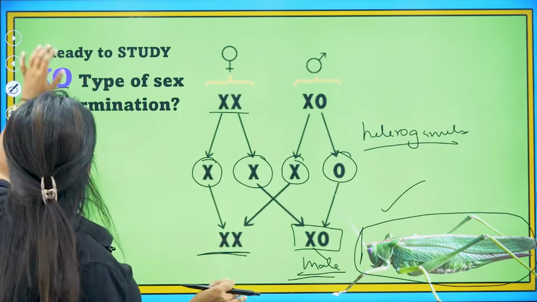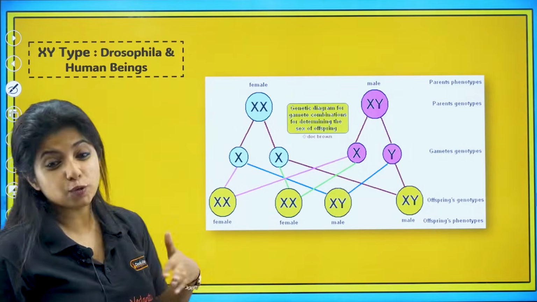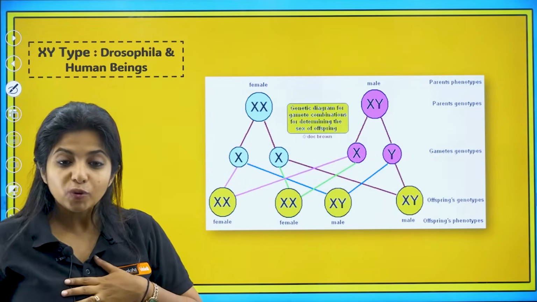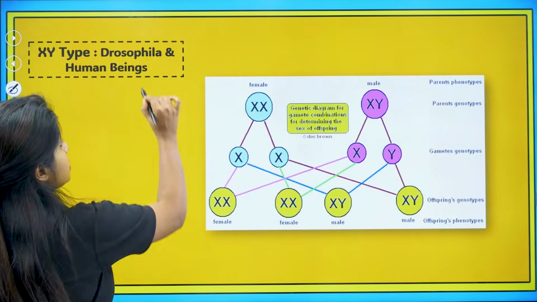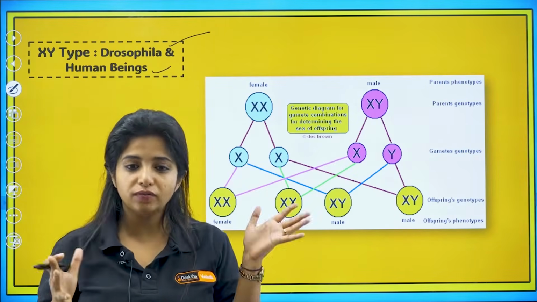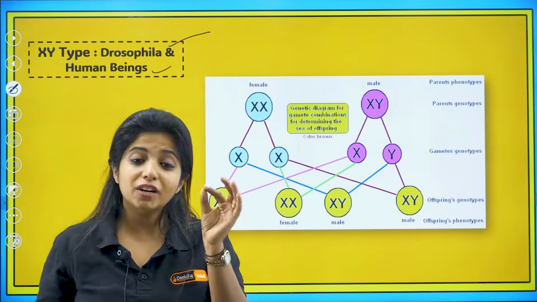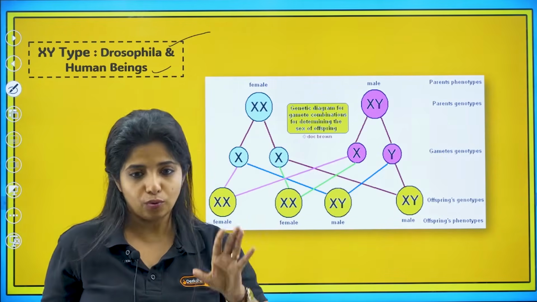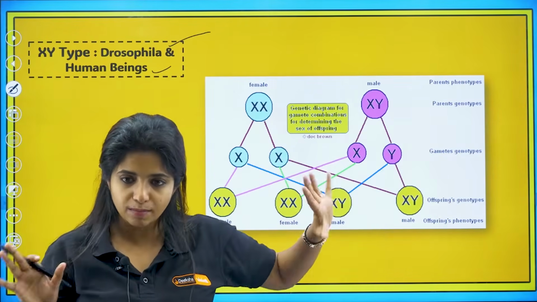Please remember it. The next type is XY type of sex determination, as in human beings. The same thing is there in Drosophila, the fruit fly. So remember, T.H. Morgan and Drosophila are friends. Both of them have XX, XY. Do not think that since Drosophila is an insect, it will have XO. No, here count them together, same.